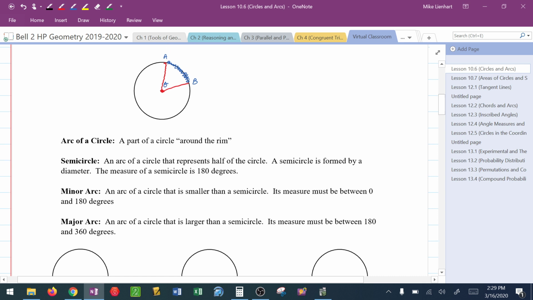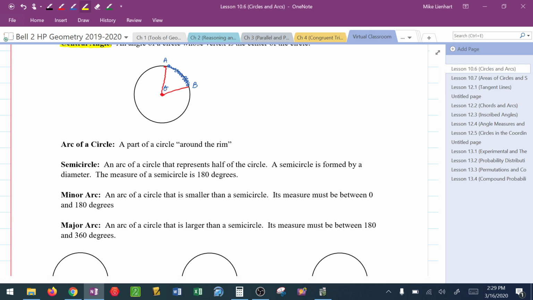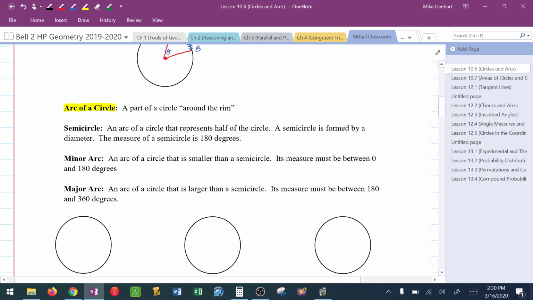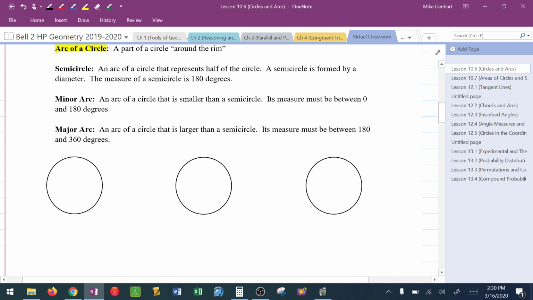The arc of the circle is a certain portion or part around the rim of the circle, okay? Now, there are three specific kinds of arcs that we're going to be looking at. You've got a semicircle, which is half a circle, all right? We've got a minor arc, which is an arc whose measurement is less than half the circle, and a major arc whose measurement is greater than half the circle.